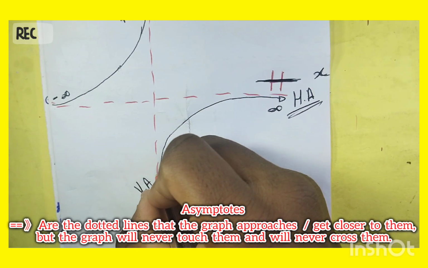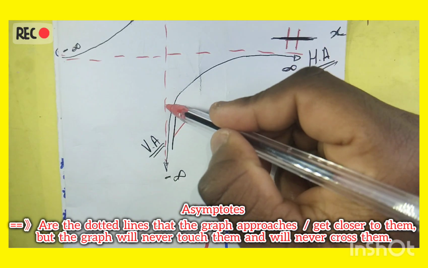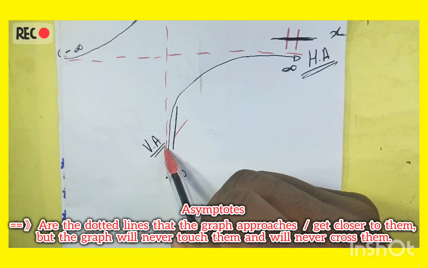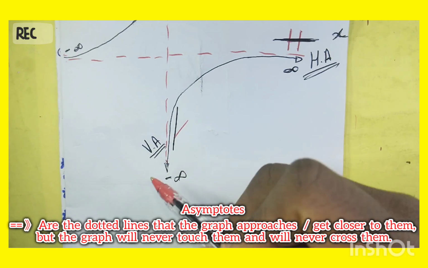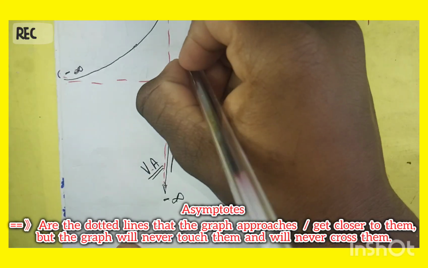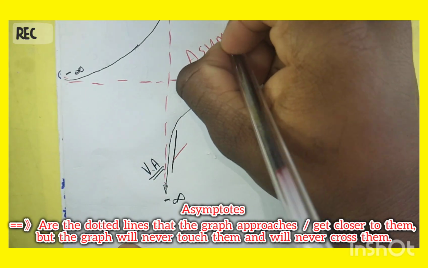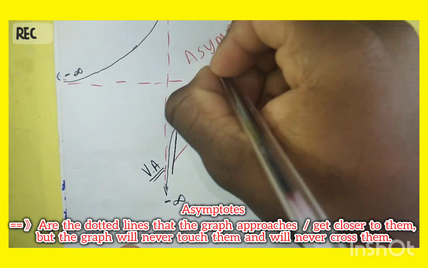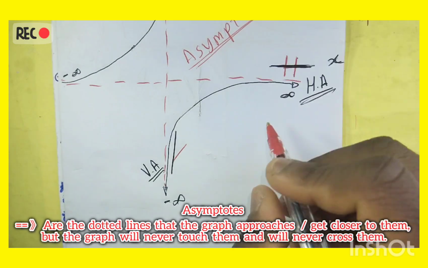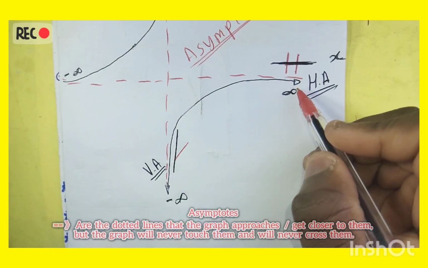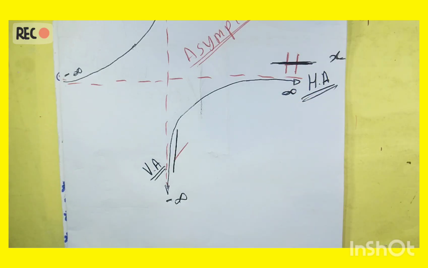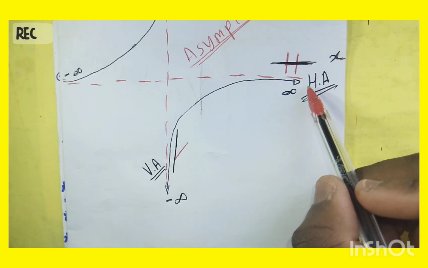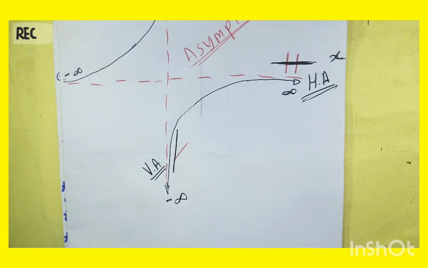So the asymptotes, guys, are just those dotted lines which the graph approaches, but it will never touch and it will never cross them. Please, guys, take note of that. So these are what you call asymptotes: dotted lines where the graph approaches, meaning the graph gets closer to them, but will never touch and never cross. So just know horizontal and vertical.